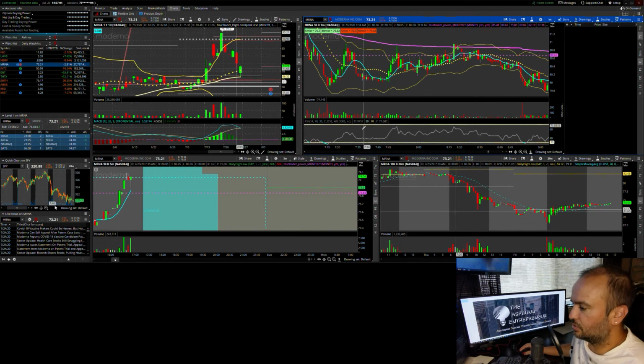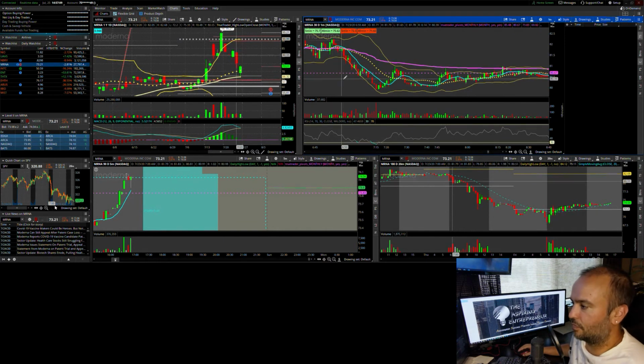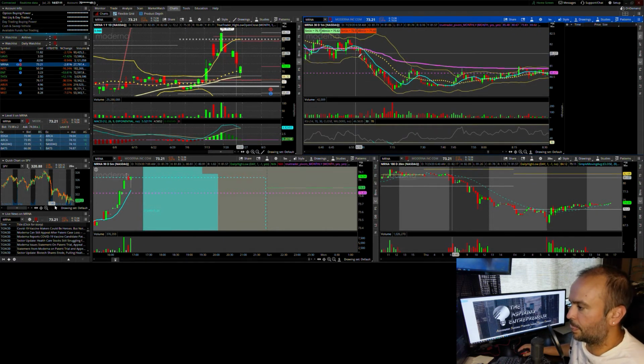Another tool that I like to use is the RSI. It's called the Relative Strength Index, and it's basically to tell you when a stock is selling off. So as you know, going back to Moderna, as it was selling off, we can see that the RSI was sort of, you see this blue line here.